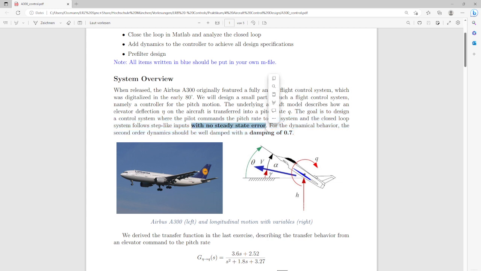So if the pilot commands a pitch rate which he likes to have at the output of the aircraft, the aircraft should also achieve that, right? So we want to make sure that we have steady state accuracy. Should ring a bell thinking about integrators in the controller and stuff. But we are not there yet, so let's go step by step.